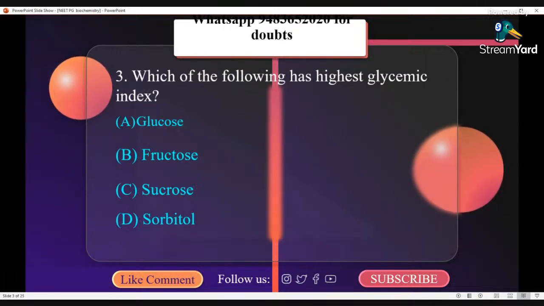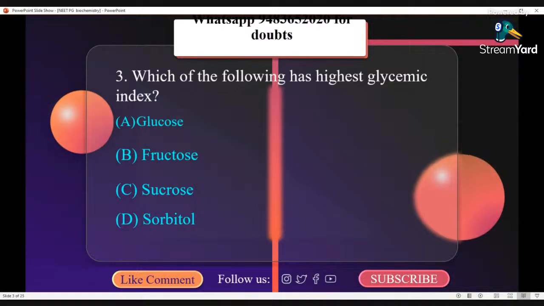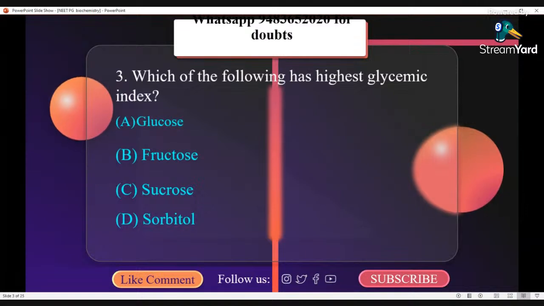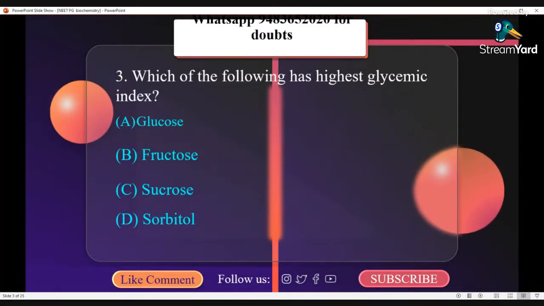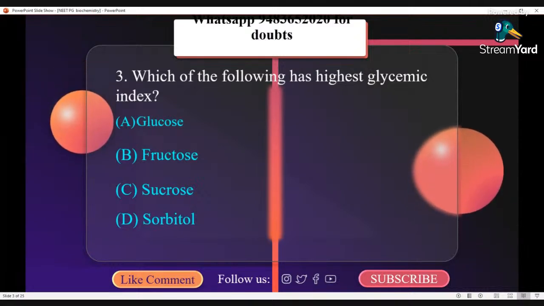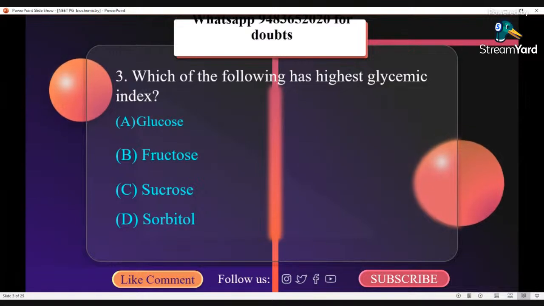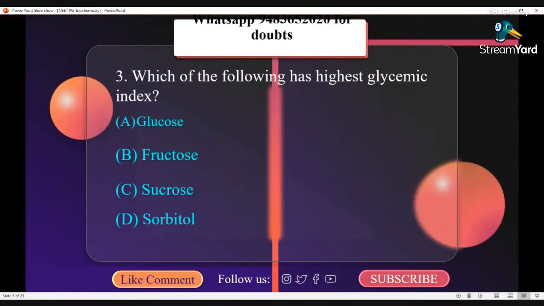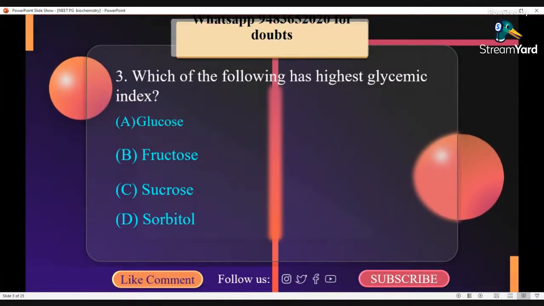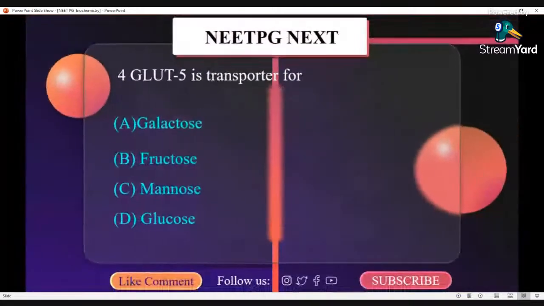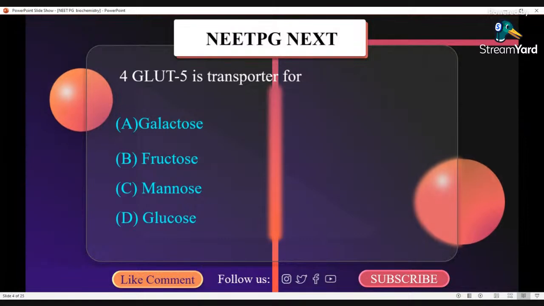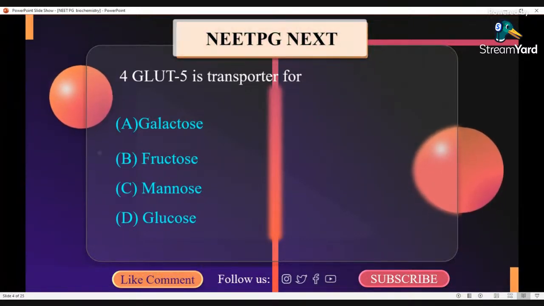Also, lactose, maltose, trehalose, and isomaltose get converted to glucose. So they also have high glycemic index. Glycemic index of fructose is less than that of glucose. Fructose and sugar alcohols have less glycemic index because they are not absorbed completely. Sucrose also has lower glycemic index than glucose as it gets split into glucose and fructose. GLUT5 is a transporter for fructose.